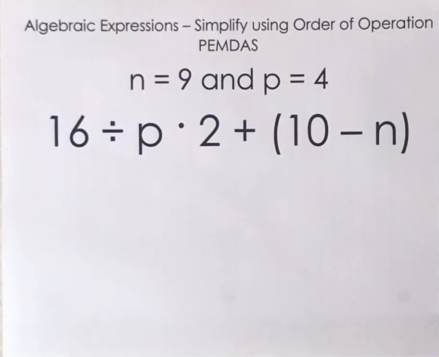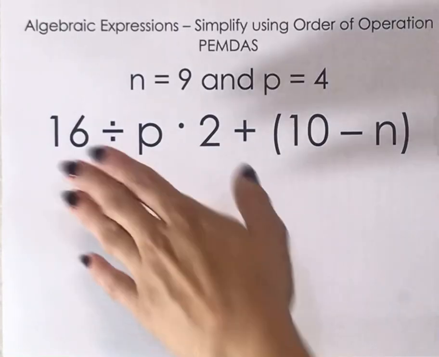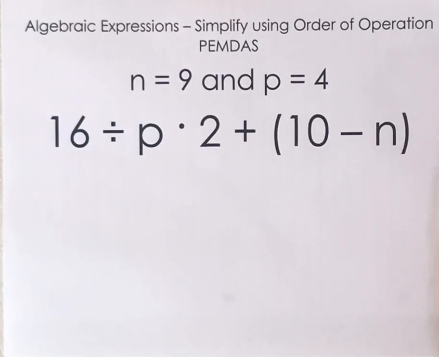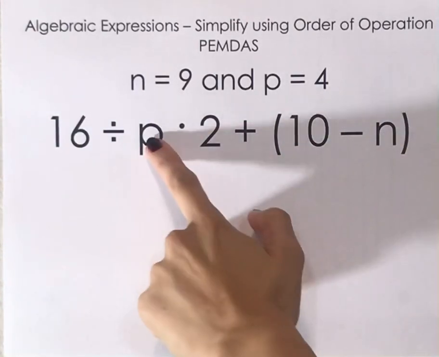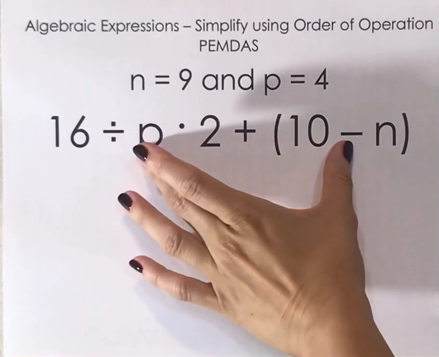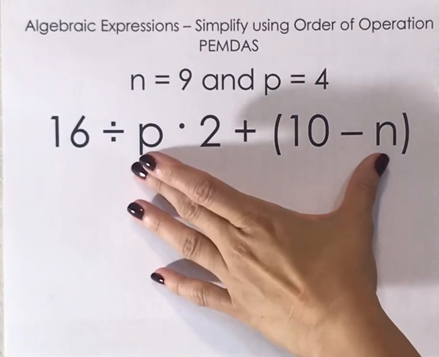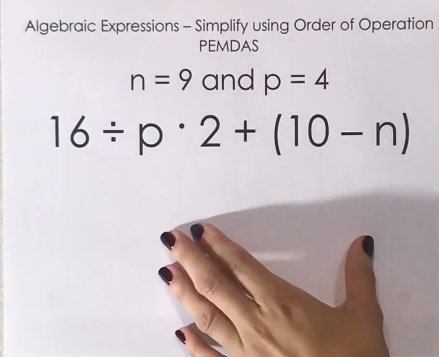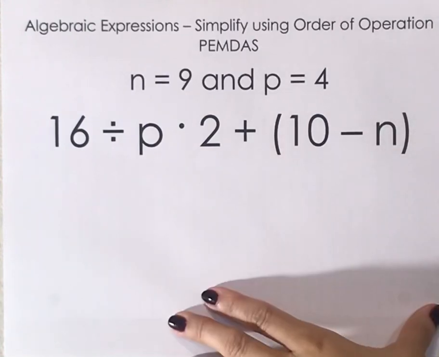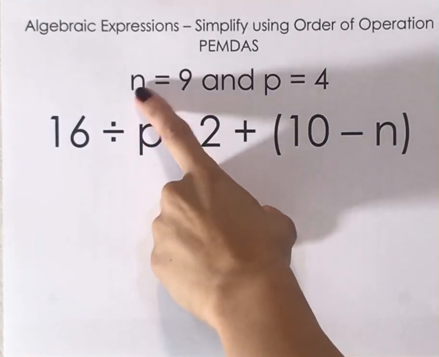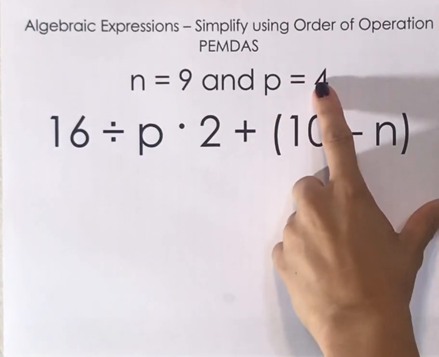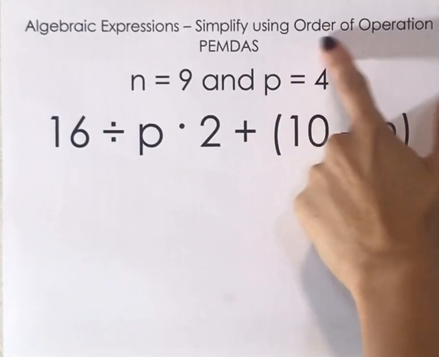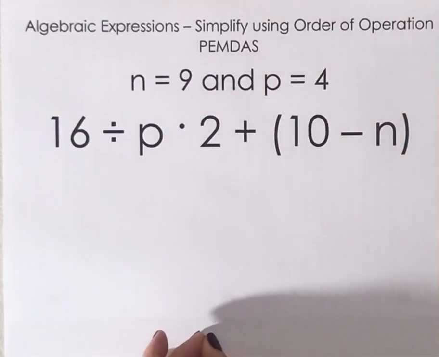All right, today we're going to solve algebraic expressions. This is called an algebraic expression because remember, expressions have no equal signs, and algebraic means that it has letters in it. As you can see, there's a P and an N, and we call those variables. And so to solve, or to simplify this, we're going to use substitution, which means we're going to substitute the N for 9 and the P for 4. And then we're going to use order of operations to simplify it.